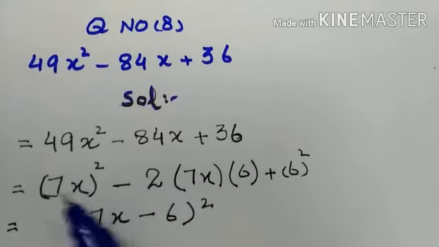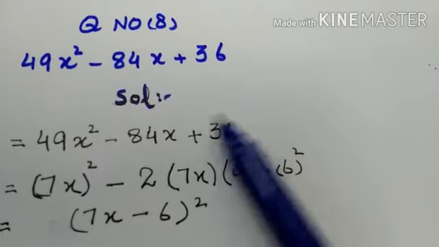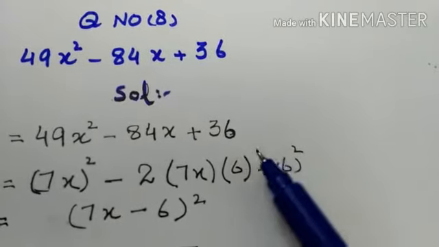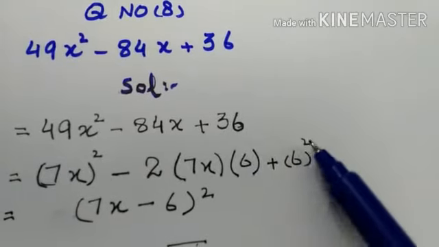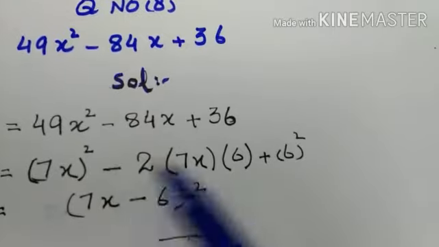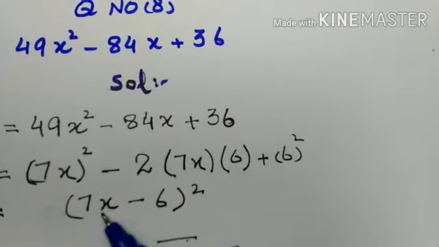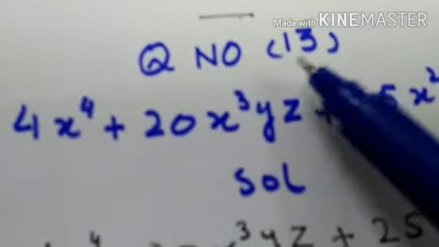Into first term is 7x, next term is 36, which is the square of 6, so the next value 6 will be here, plus second term square, that means 6 square. So the first term, this sign will come, minus 6. So 7x minus 6 whole square. Now we have done the second formula, a minus b whole square. Now come towards question number 13.